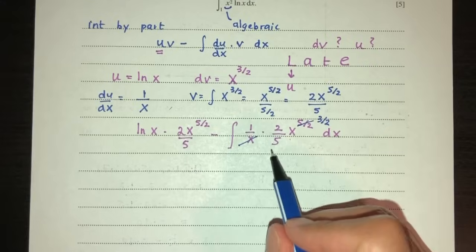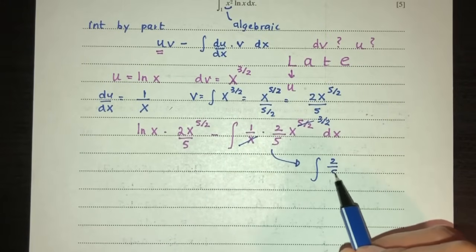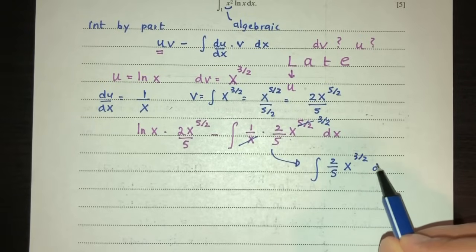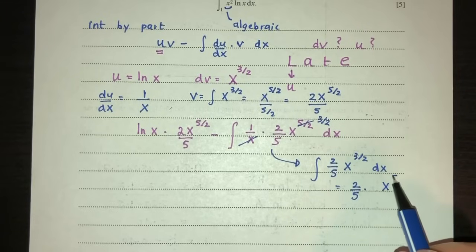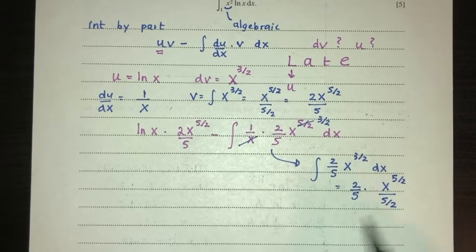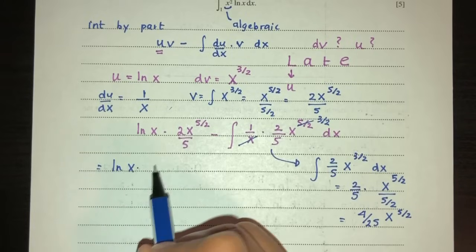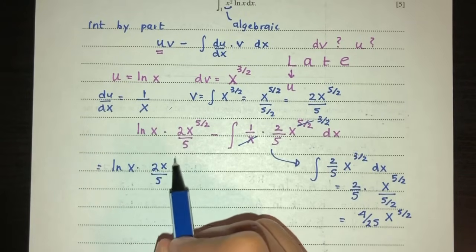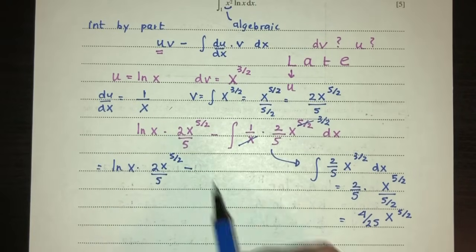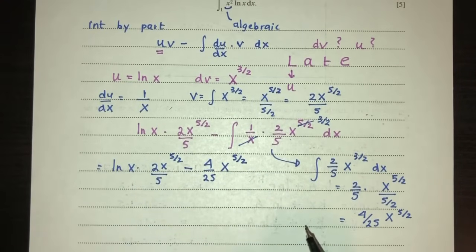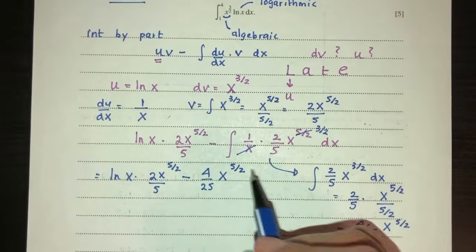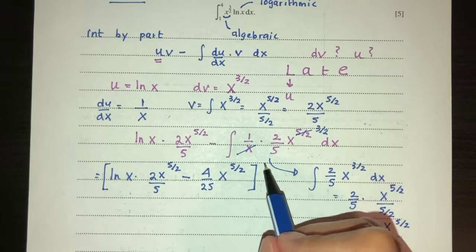So the integration of, let's do this on this side, the integration of 2 over 5 x to the power 3 over 2 dx, that will be 2 over 5 is right here, times x to the power plus 1 and divide by 5 over 2, that will become 4 over 25 x to the power 5 over 2. So simplify, you will have ln x times 2 over 5 x to the power 5 over 2 minus 4 over 25 x to the power 5 over 2. Now, as always, you see we have a limit here. We have to find the values between those limits of integration, so 4 and 1.